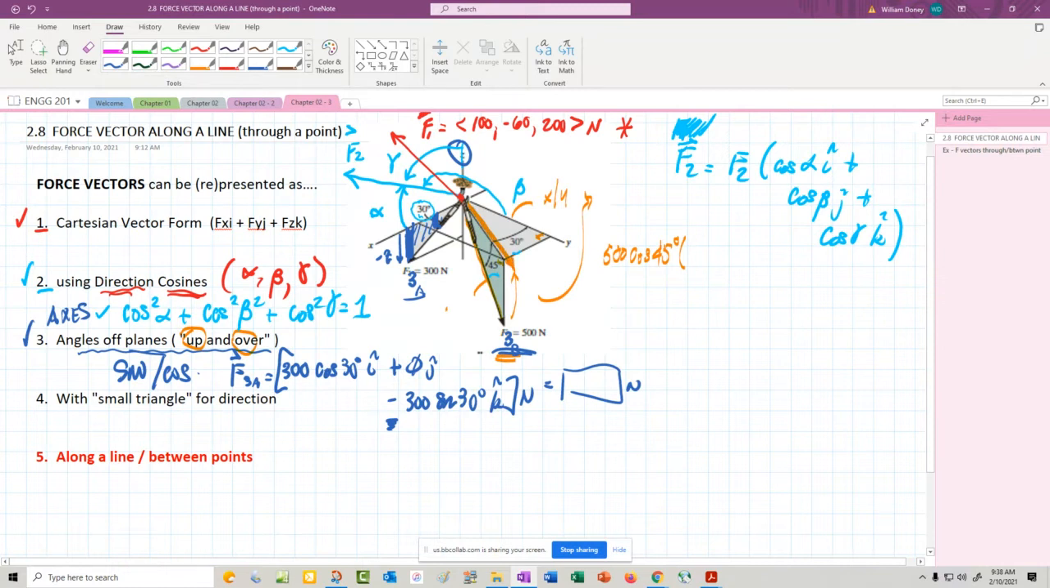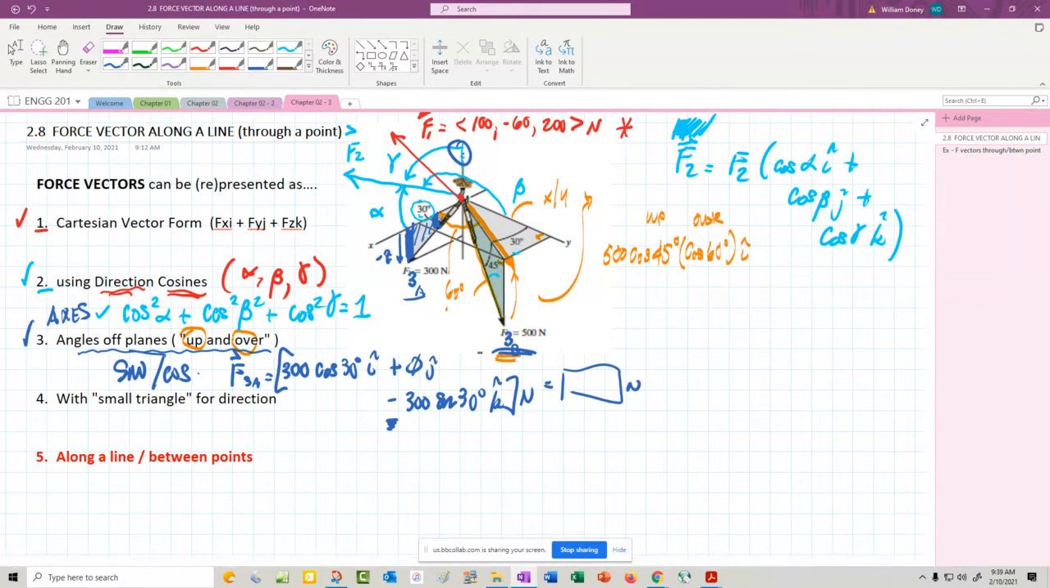Now we have to either pull it or push it back to the X and Y. For the X direction, we have to bring it all the way over here. And if that's 30, that means this angle is going to be 60. So we have to cosine 60. That's going to be the over part. Here's the up part. And that gives us the i component.